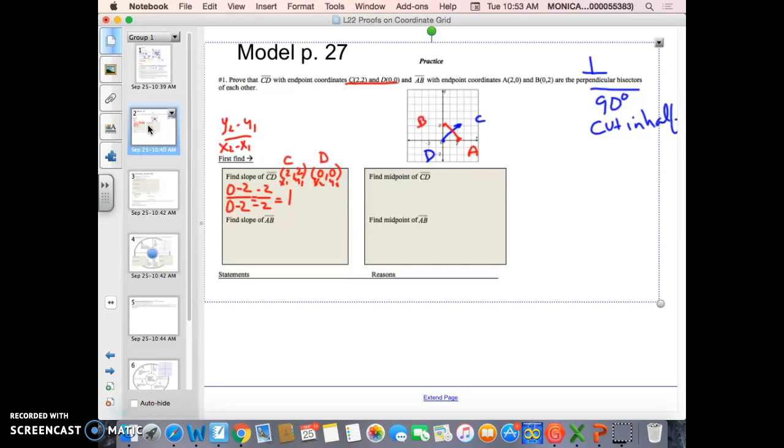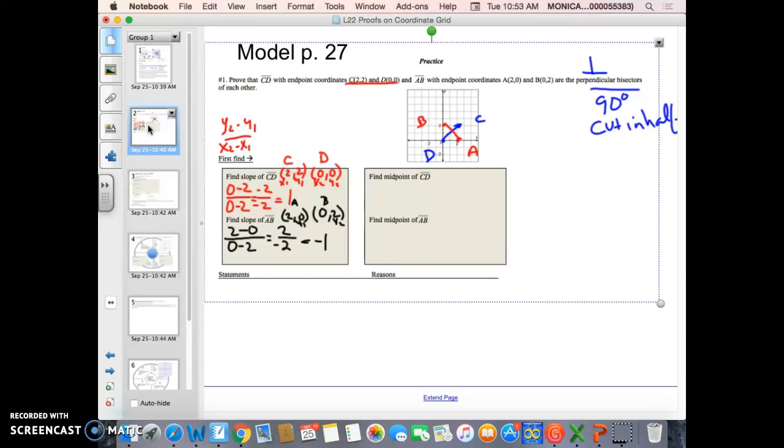All right, now I have to find the slope of AB. So A is at 2, 0, and B is at 0, 2. Okay, so this is A. Again, I'm going to do 2 minus 0, because this is y2 minus y1, and then it'll be 0 minus 2. So 2 minus 0 is 2, and 0 minus 2 is negative 2, so I get negative 1.